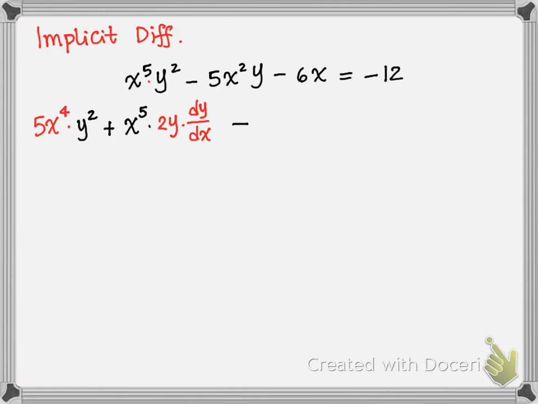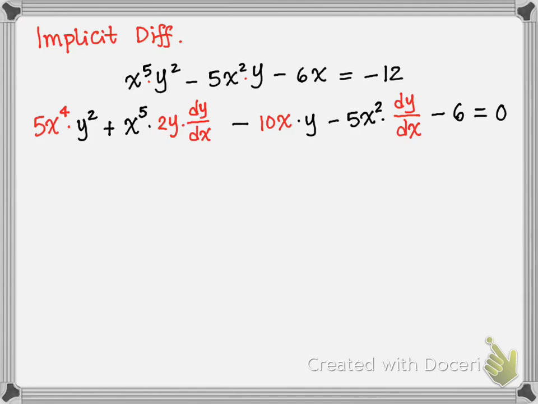Then you continue, subtract another product right here, 5x squared times y. So the derivative of 5x squared is 10x times y, okay? Then again, minus 5x squared times the derivative of y, which is just 1 times dy over dx. And then you continue, right? Subtract the derivative of 6x, which is 6, equal to the derivative of negative 12, which is 0.